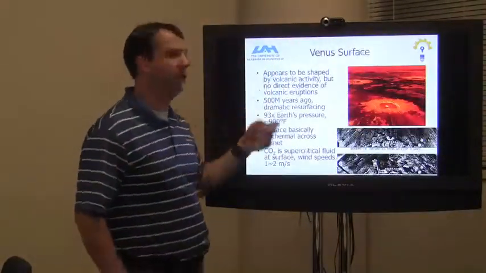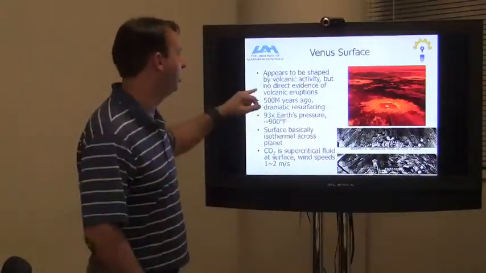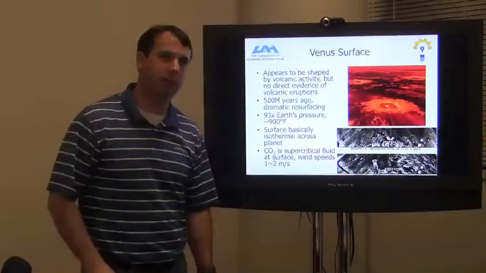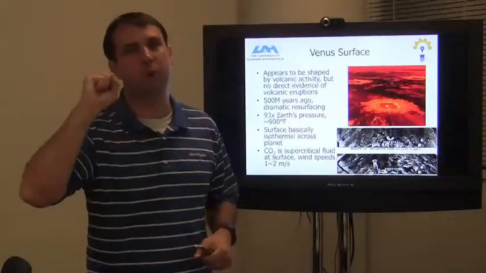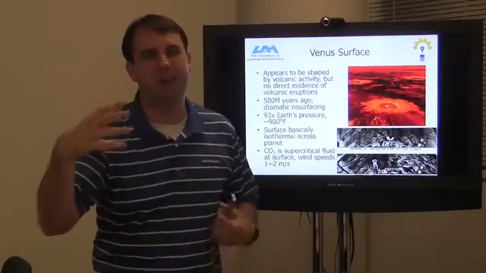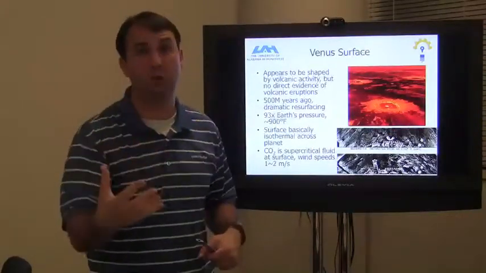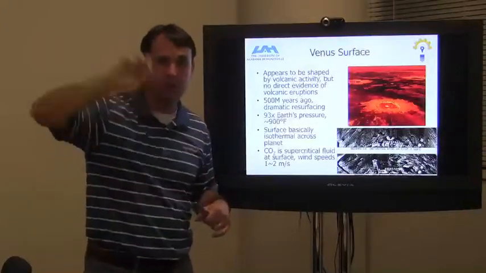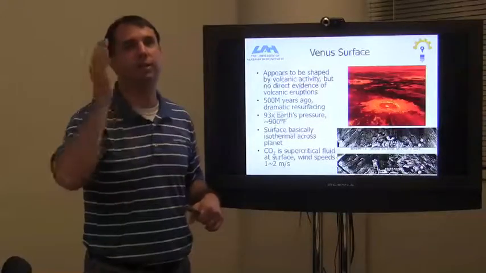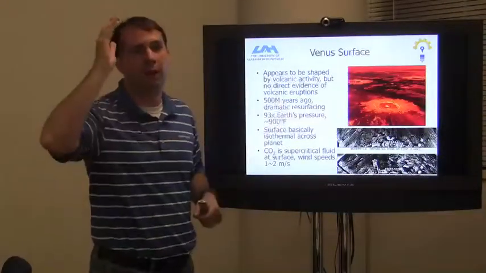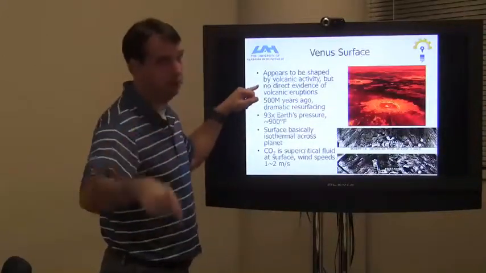The surface of Venus appears to have been shaped by volcanic activity. However, there's no direct evidence of volcanoes. They've seen indirect evidence. They've measured spots with higher than normal intensities of sulfur and stuff like that, like a volcano erupting. They've sensed that in the atmosphere, but they've never actually seen or heard a volcano erupt on Venus. That's neat. That's something you could think about, by the way.